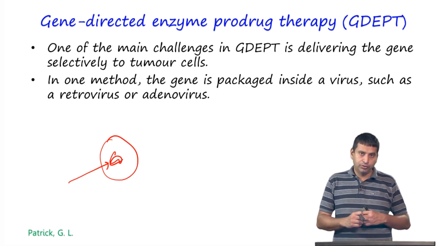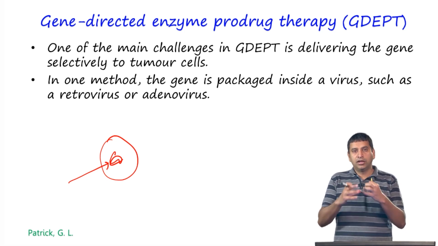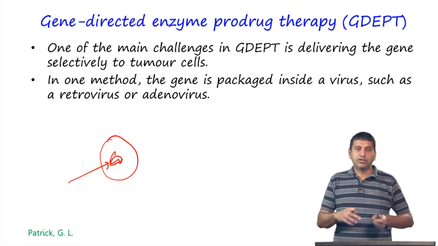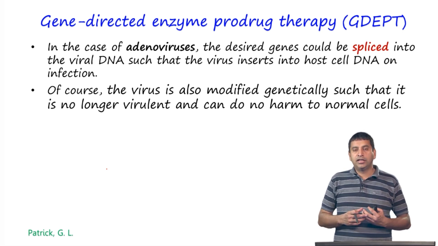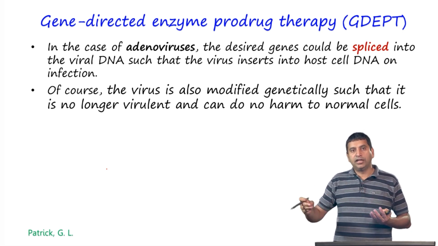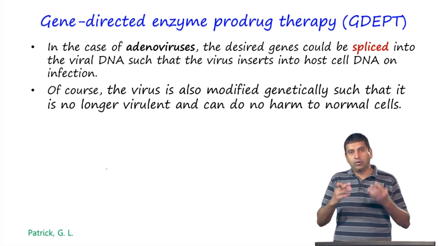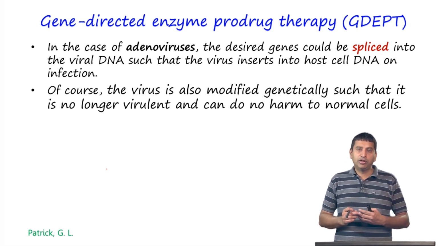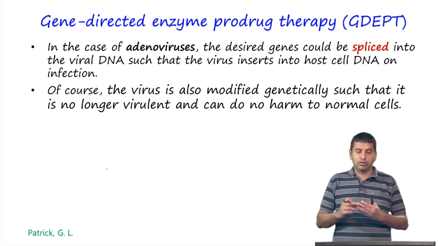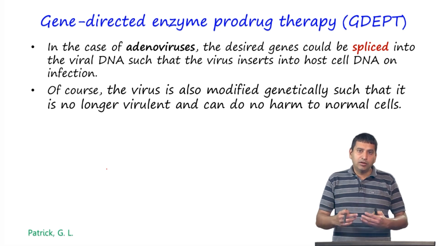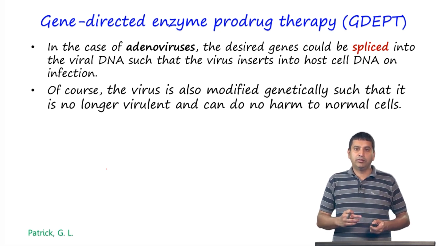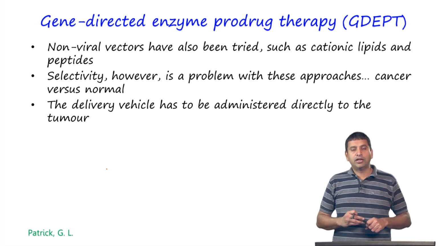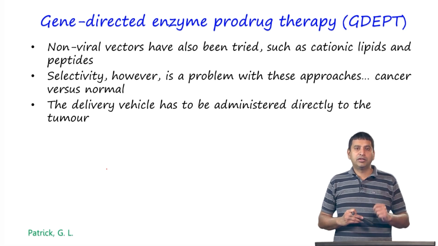So, we would use a retrovirus or an adenovirus with the gene of interest packaged inside. Once it gets in, the desired genes would be spliced into the viral DNA such that the virus inserts into the host cell DNA on infection. The virus is also genetically modified so that it is not virulent, that means it does not harm the normal cell. Then it acts as a delivery vehicle. Of course, a number of non-viral vectors such as cationic lipids and peptides have also been used, but here the problem has always been the selectivity.